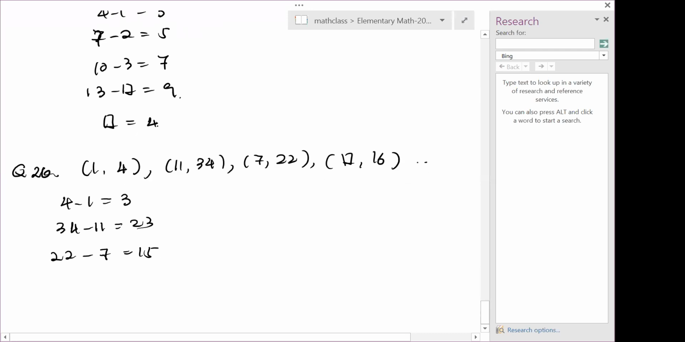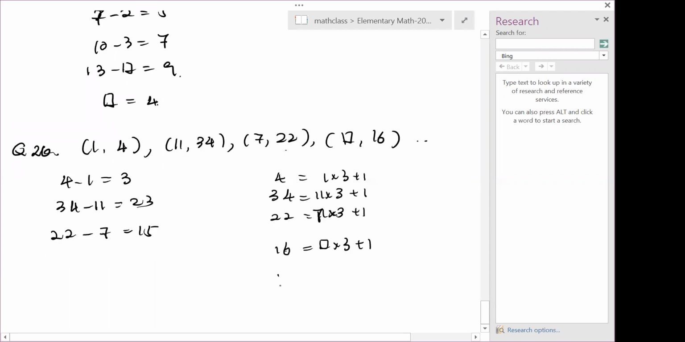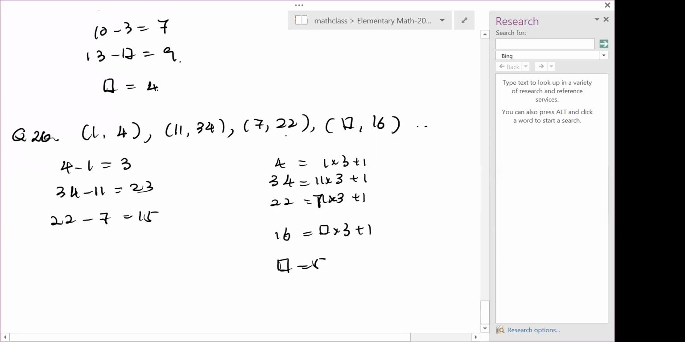Okay. So the next try is, let's focus on 11, 34, and 7, 22. I find out 34 is 11 times 3, and then add 1. And 22 is 7 times 3, plus 1. Okay, 7 times 3, and plus 1. And then you double check 4, right? 4 is going to be 1 times 3 plus 1. So more likely that number is this number times 3 plus 1. So that number should be equal to 5. That's how I figured it out.